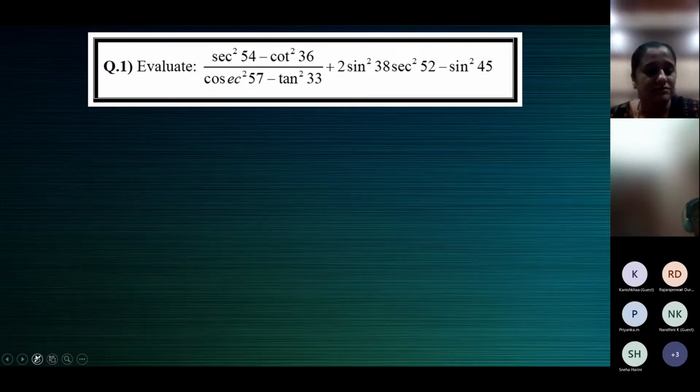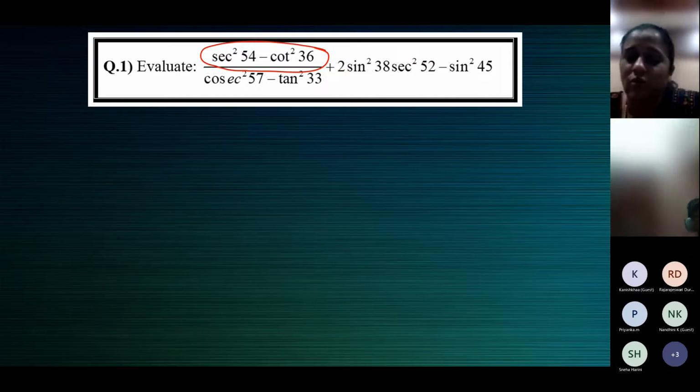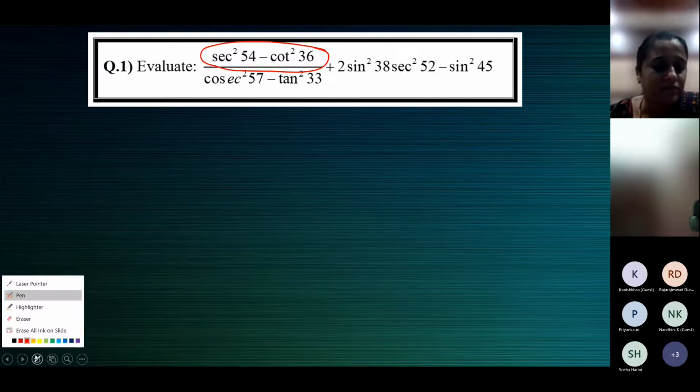Now, children, look at this. Secant square 54 minus cot square 36. You can see the square there, secant square, cot square. Now just tell me, you can relate this with what? Whatever occurs to you. Do you think you should use complementary ratios or trigonometric identity? What comes to your mind? Okay, so difficult to answer. No problem. I'll help you with this.